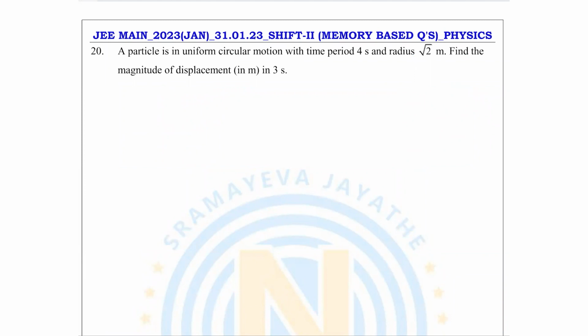There is no point of question number. These are memory based only. So a particle is in uniform circular motion with a time period of 4 seconds and radius root 2. We want to find the displacement in 3 seconds.